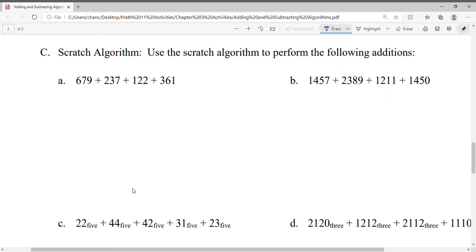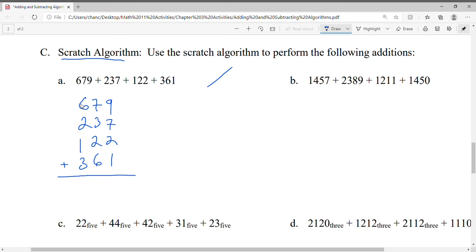In example C, let's use the scratch algorithm. Let's try part A using the scratch method. We have 679, 237, 122, 361. Now for the scratch method, we're going to put a scratch every time this number is 10 or more. This scratch represents our tens in this case. Since we're talking about base 10, each scratch represents a 10.